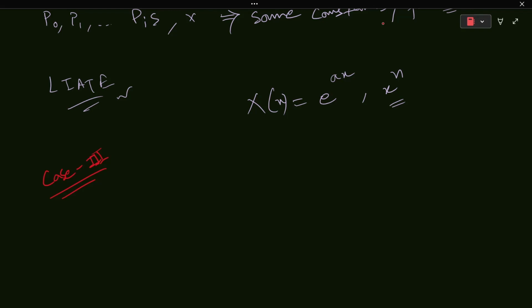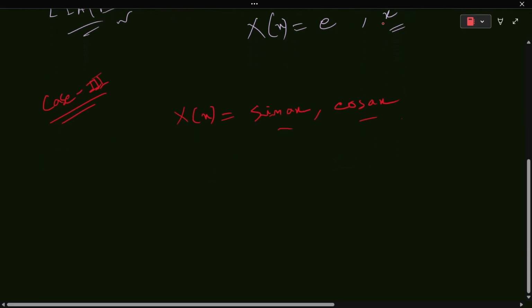So in case 3, capital X of x equals some trigonometric function. In this case we only use two trigonometric operators, that is sine and cosine. Let's consider we have sin ax, where a is some constant, and cos ax. So how are we going to solve the inhomogeneous differential equation when on the right-hand side we have sin x or cos x? Let's write it down.